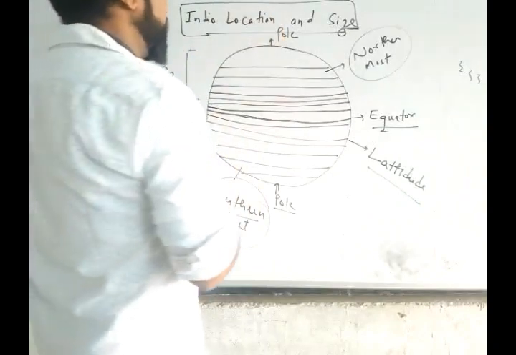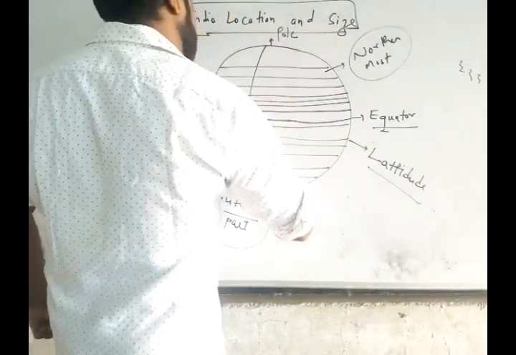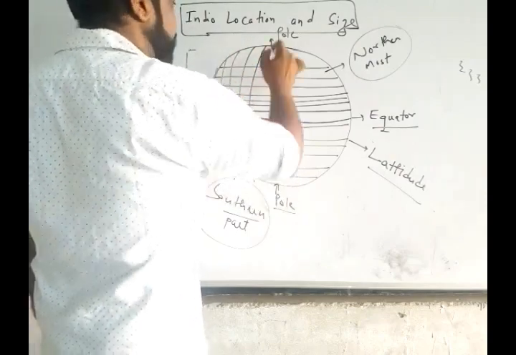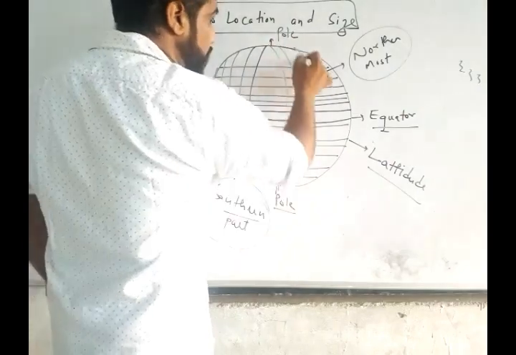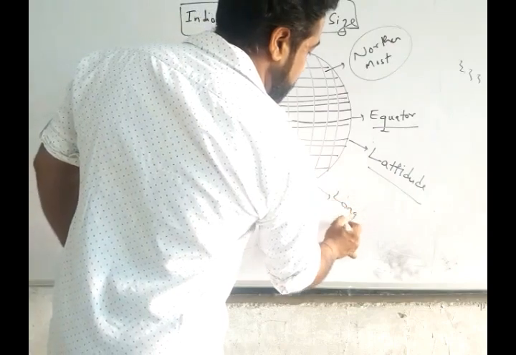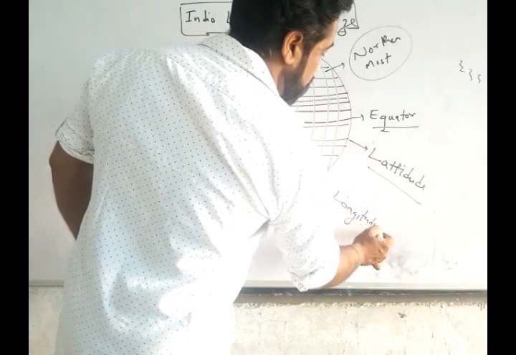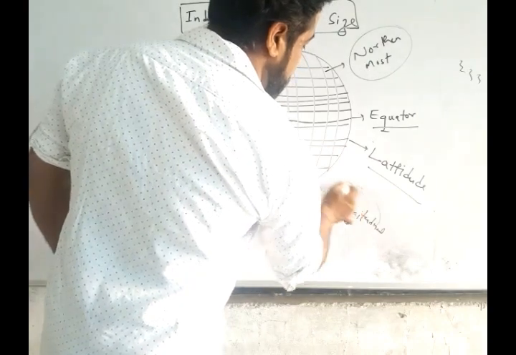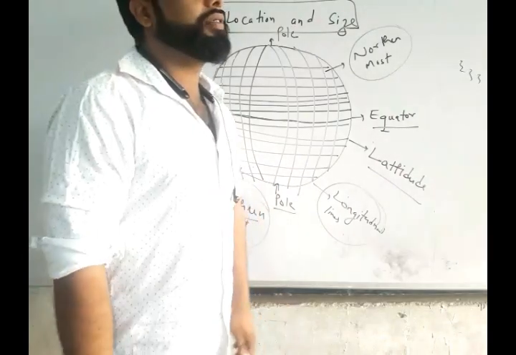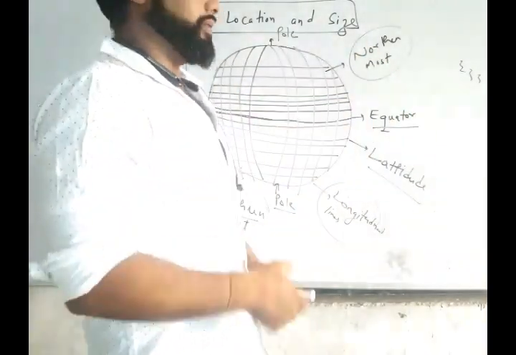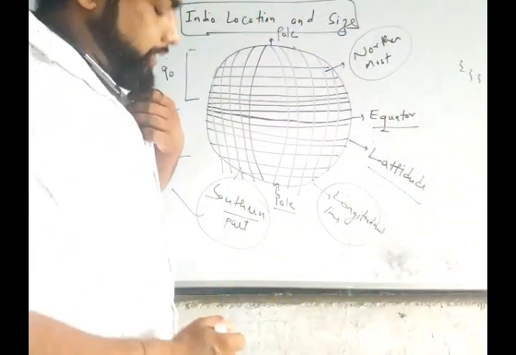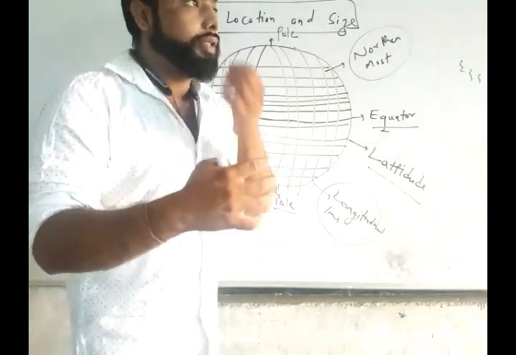Now another line, that is longitudinal lines. These are the longitudinal lines. This is very important. Another very important line, it gives us the difference between days. It is based on the time. Very important. Longitudinal lines are based on the time.